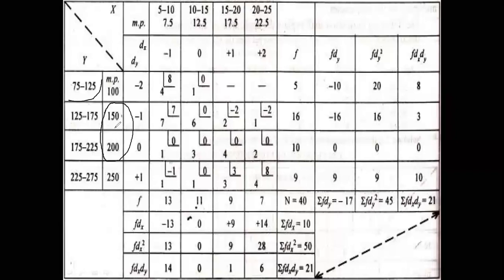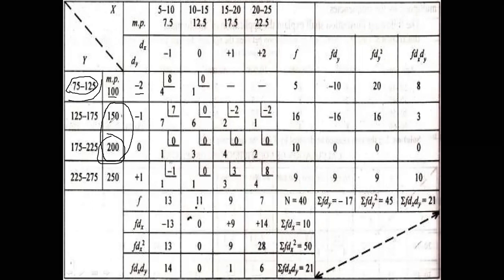So we take one of these two as the midpoint, and here we have assumed 200 as the x. Now what we need to do: 100 minus 200 value is -100, divide by the difference between the class intervals, which is 50. The value will come -2. Means 100 minus 200 is -100, and -100 divided by 50 is -2.